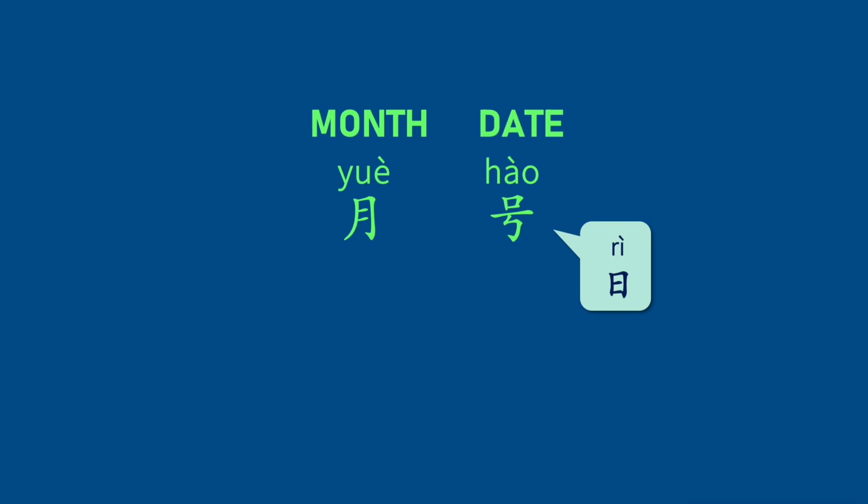In previous video, we talked about how to say clock times and day of the week. In today's video, we are going to talk about how to say date and month. We also need to use numbers.